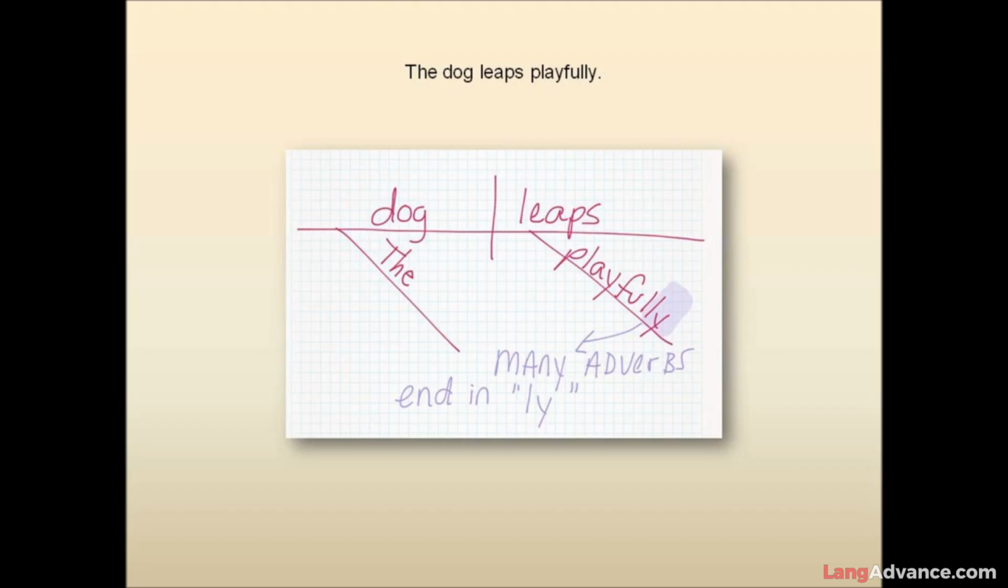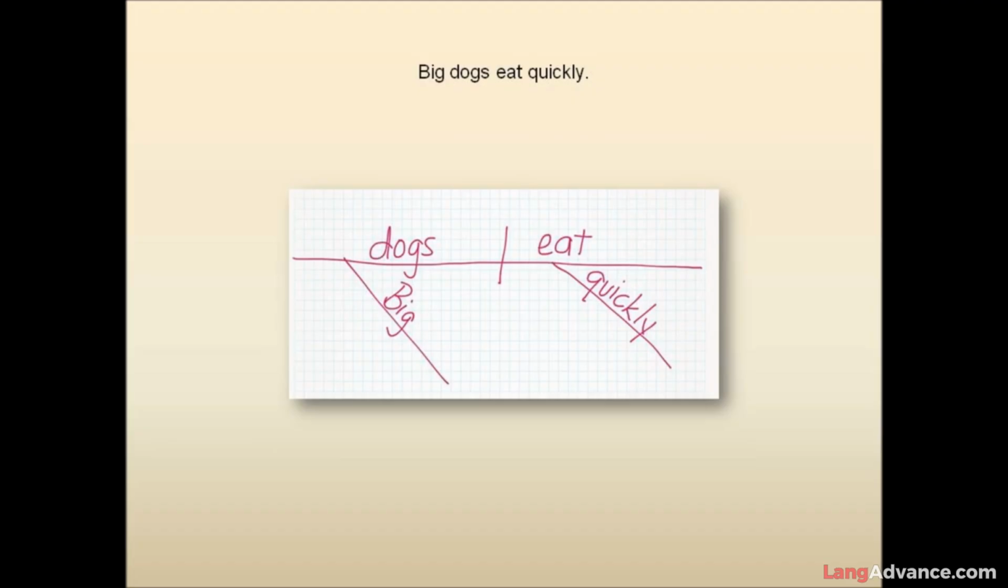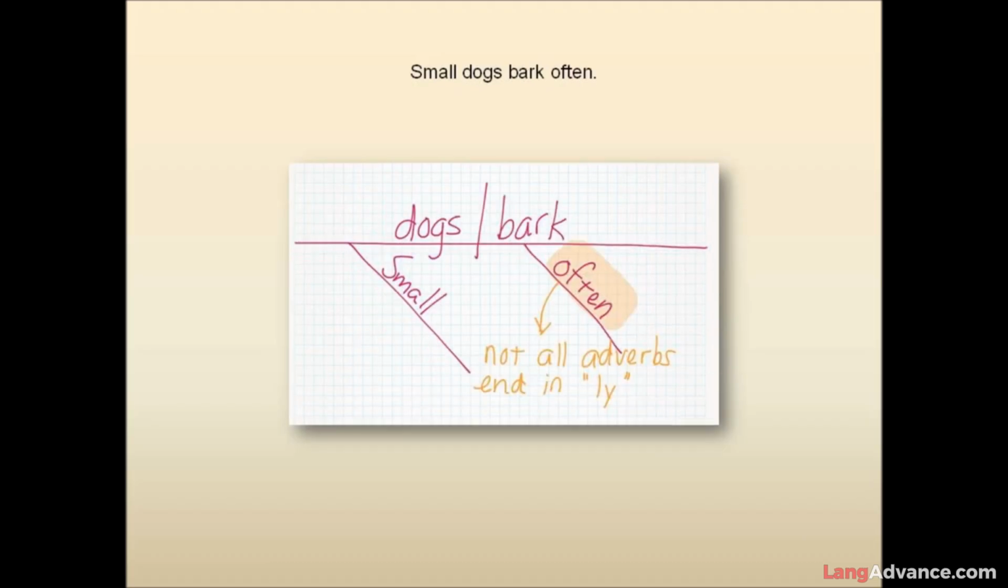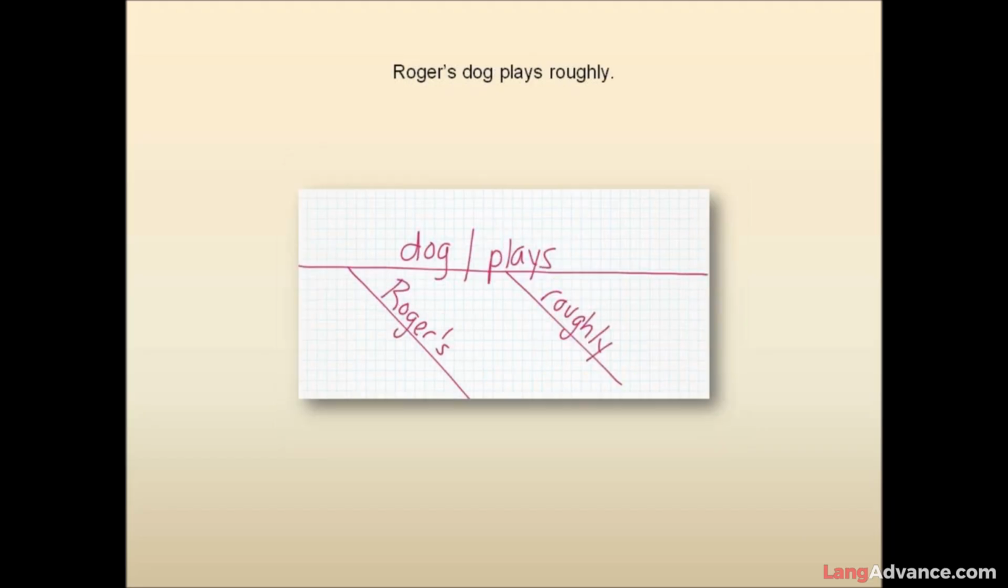Big dogs eat quickly. Dogs is the subject. Eat is the verb. Big describes the dogs. Quickly describes how the dogs eat. Small dogs bark often. Small describes dogs, dogs being the subject. Bark is the verb. Often describes how the dogs bark. Roger's dog plays roughly. Roger's is the possessive noun describing dog. Roughly describes how the dog plays.